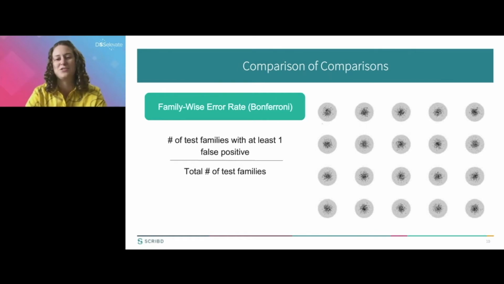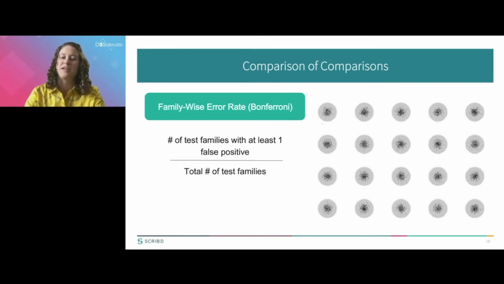So here's an illustration of this. There are 20 test families here, and if we have alpha equal to 0.05, it's really, really small, but you can see up in the top left corner, there's one little dot outside of the circle representing one test family that has one false positive. So this is a really conservative method. Almost no families here have any false positives at all.